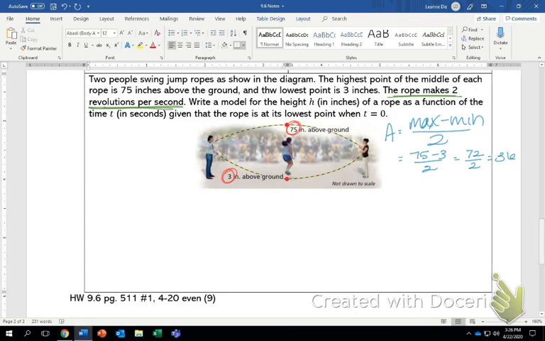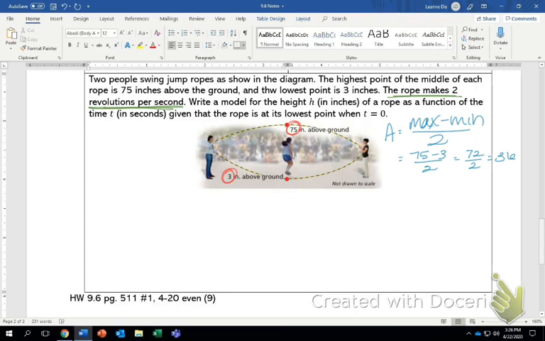The next piece that it gives us is that the rope makes 2 revolutions per second. All right. This right here is what I've been saying previously. This is our period, okay? When we are drawing our unit circle, we have a period of 2 pi, okay? That's one complete rotation, or one revolution, if you will, or one rotation.